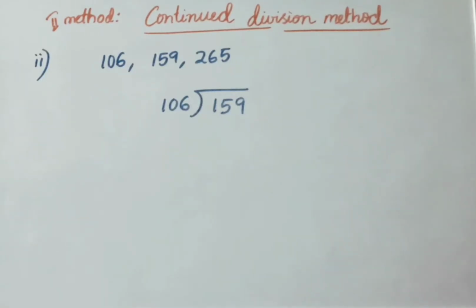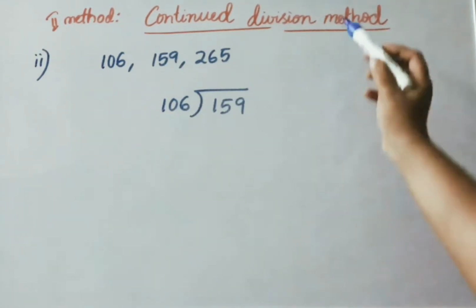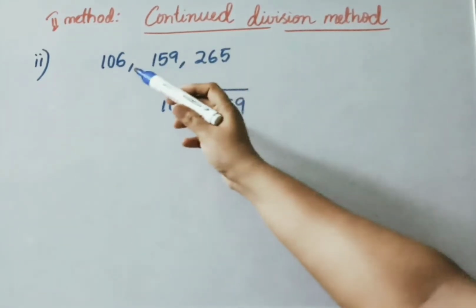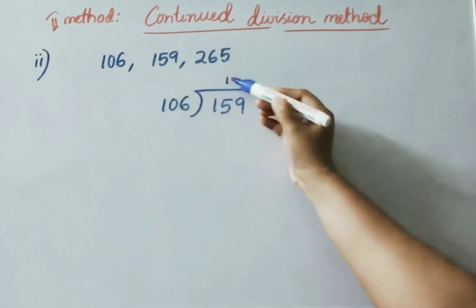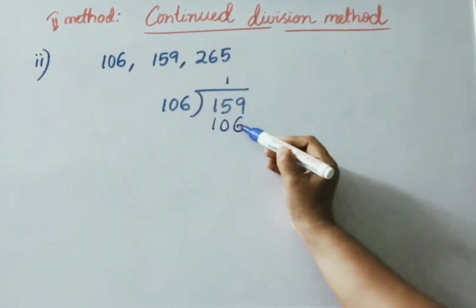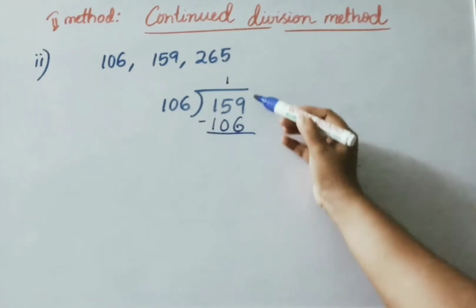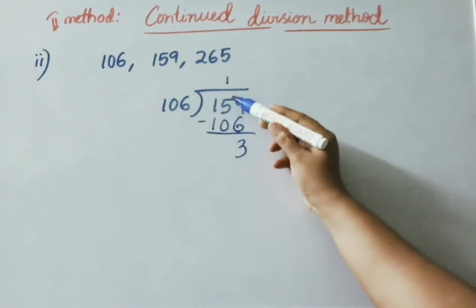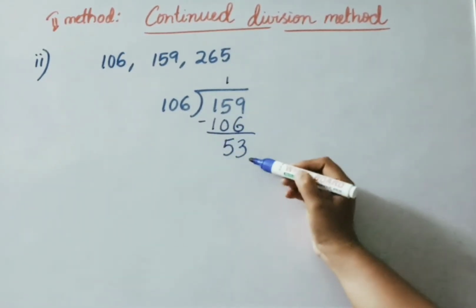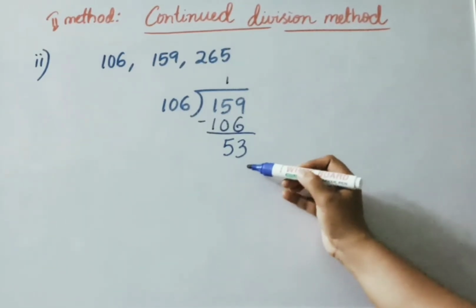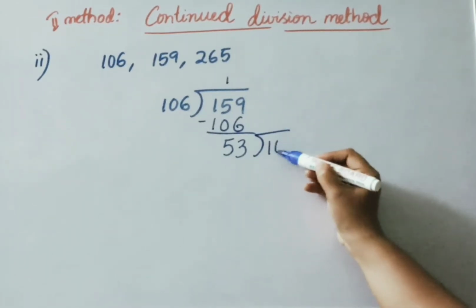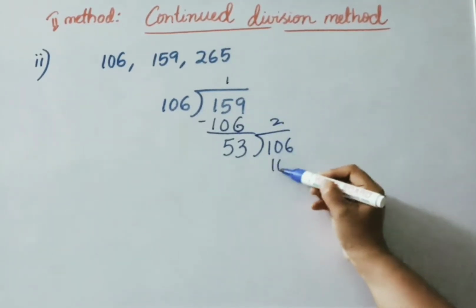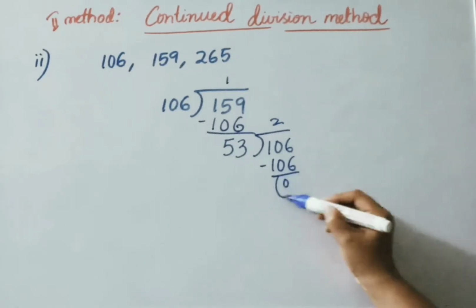See the second sum now. 106, 159 and 265. We need to find HCF in continuous division method. First we have taken these two numbers 106 and 159. 106 ones are 106. Subtract them, we get a remainder 9 minus 6 3, 15 minus 10 5. We got remainder 53. With this 53 we are going to divide the divisor 106. 53 2s are 106. We get a remainder 0.